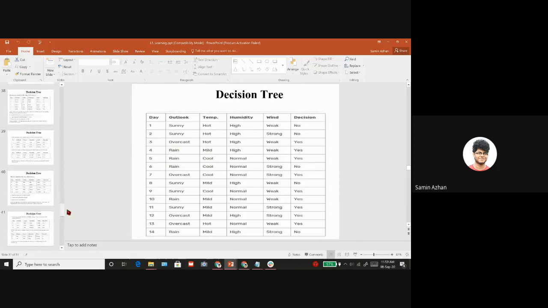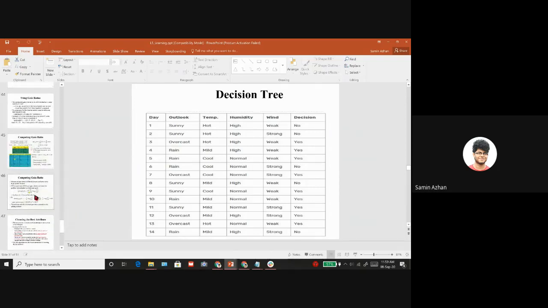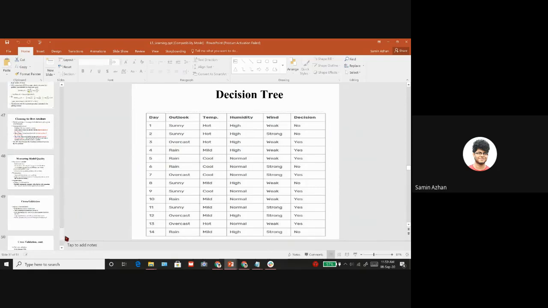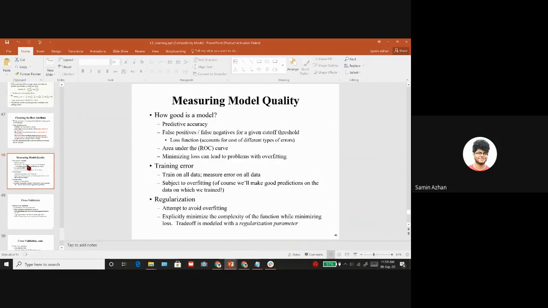So we should try and avoid overfitting. We should carefully select our training data if we want to build an accurate model. That's very important. The final point is regularization, an attempt to avoid overfitting, just what I said.